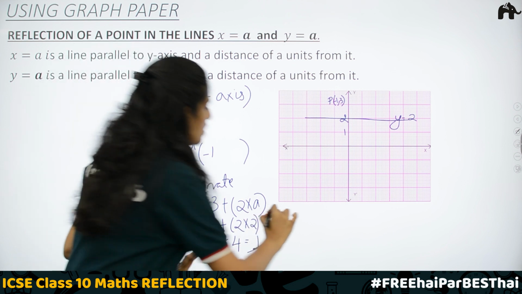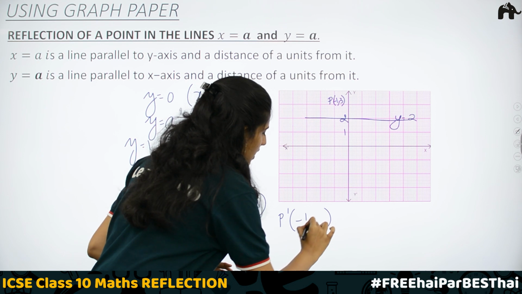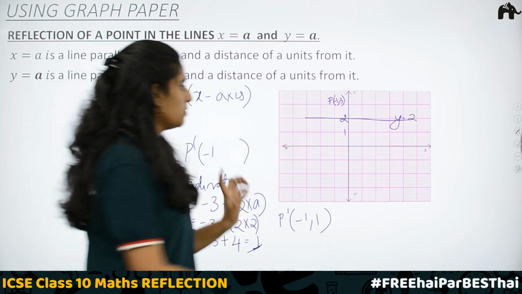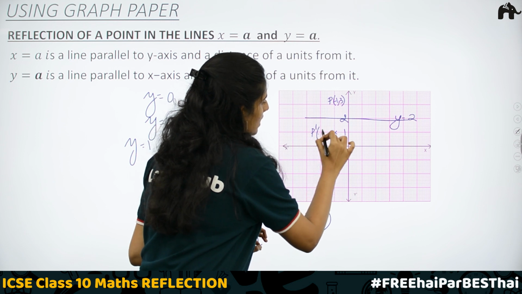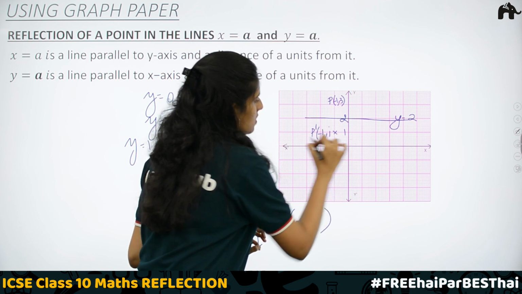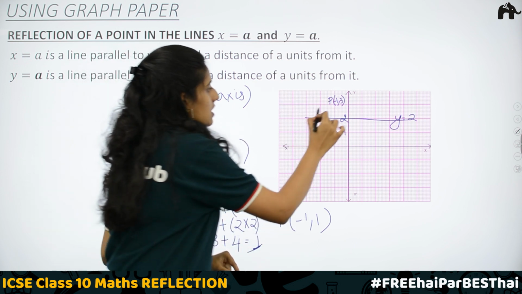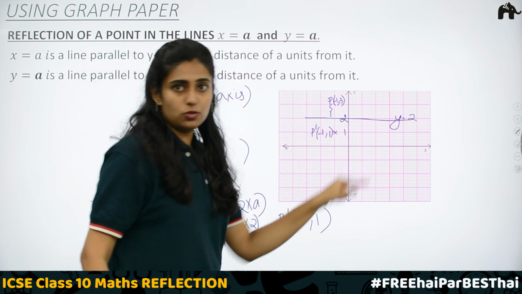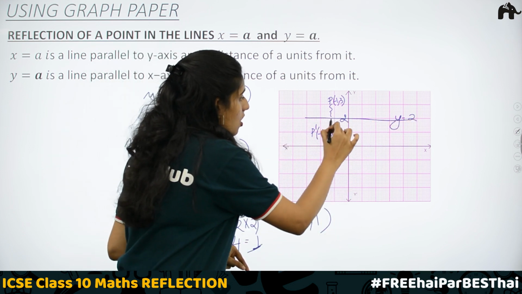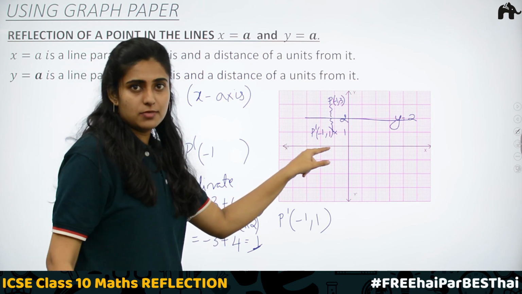So, the coordinates of P dash are: the x coordinate is the same, which is minus 1, and the y coordinate is 1. This is my point where x coordinate is minus 1 and the y coordinate is 1. Now, check the distance. This point is at a distance of 1 unit from the line y is equal to 2. Similarly, the image is also at a distance of 1 unit. Yes? So, this is confirmed, right?